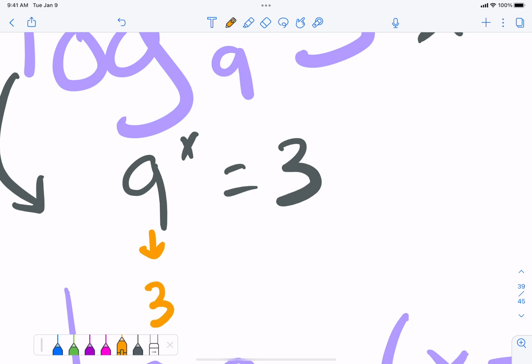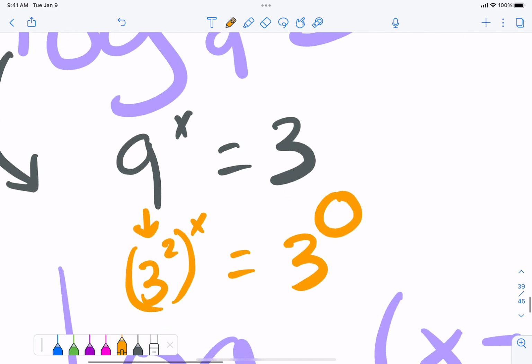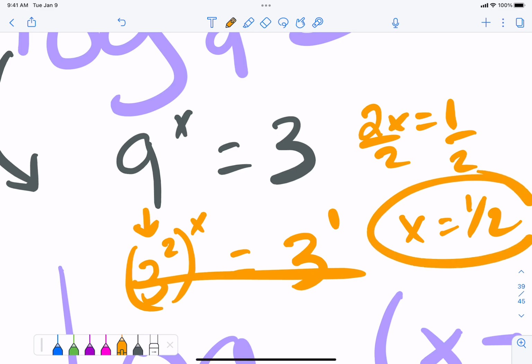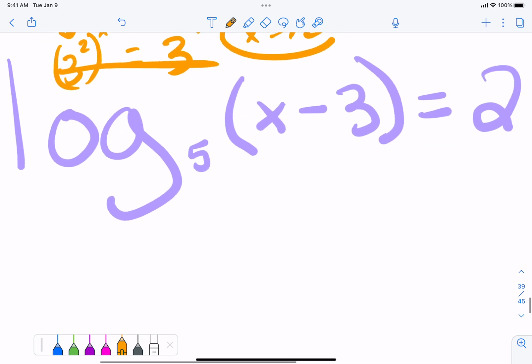Now here's how you do it when you can't think of that. 9 is the same thing as 3 squared, right? This just stays as 3, but what's the exponent up here? 1, right? So I have 2x equals 1, and then divide by 2. So x is 1/2. If you do it like that, you'll get the correct answer as well. Got it?